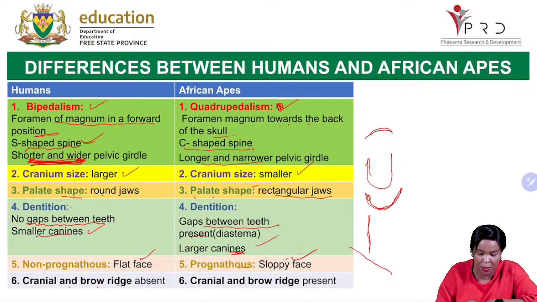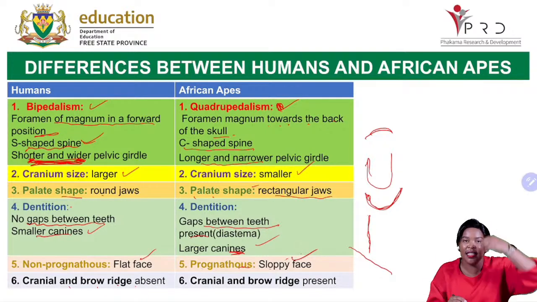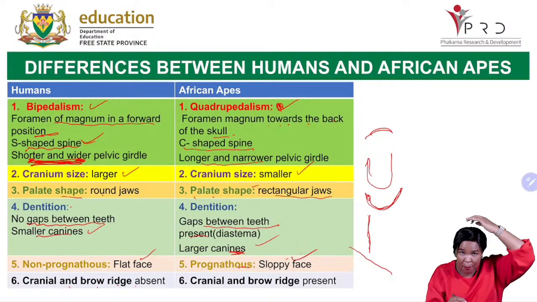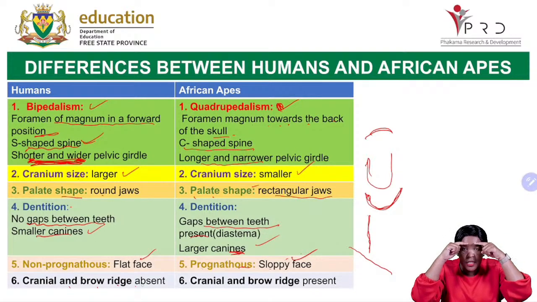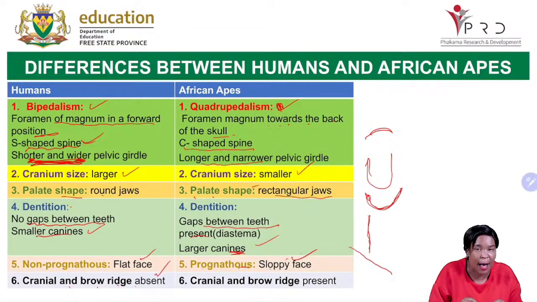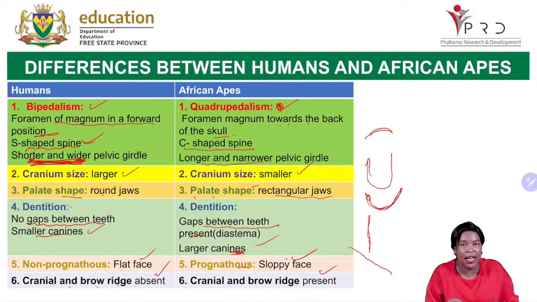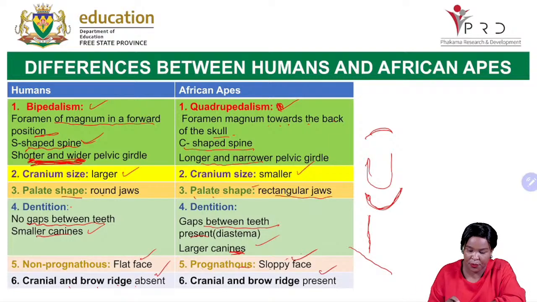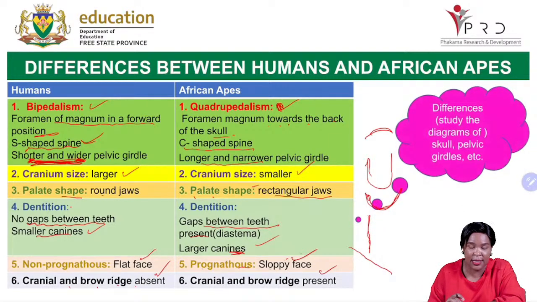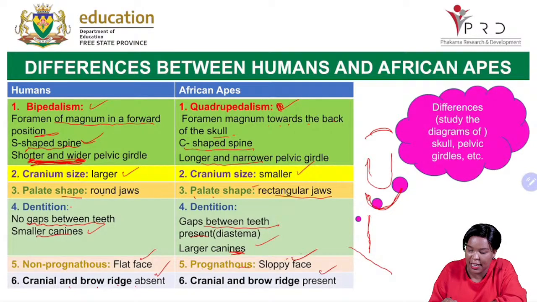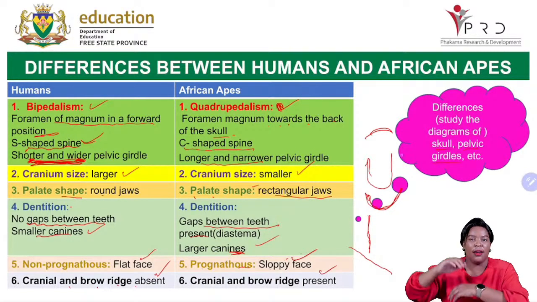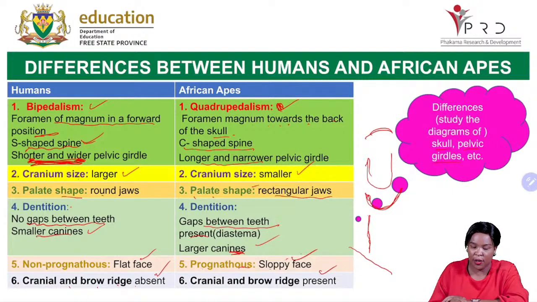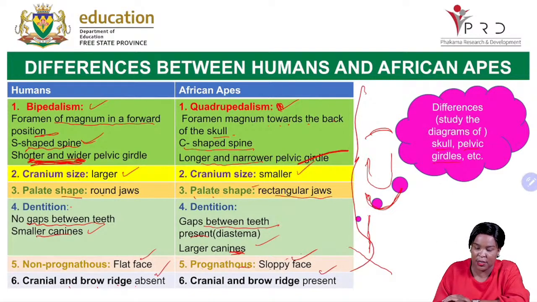Then the cranial and the brow ridges. Now the cranial ridge is that ridge on the cranium. And then the brow ridges are those ridges on top of the eye sockets there. So with the humans, they are absent. However, with the African apes, there is a cranial ridge and also the brow ridges. Right. So those are the differences. Get those full marks. So here you are going to study the diagrams of the skull, the pelvic girdles, and the vertebral column. You see all of those to give us these differences. Right, so want to go next?